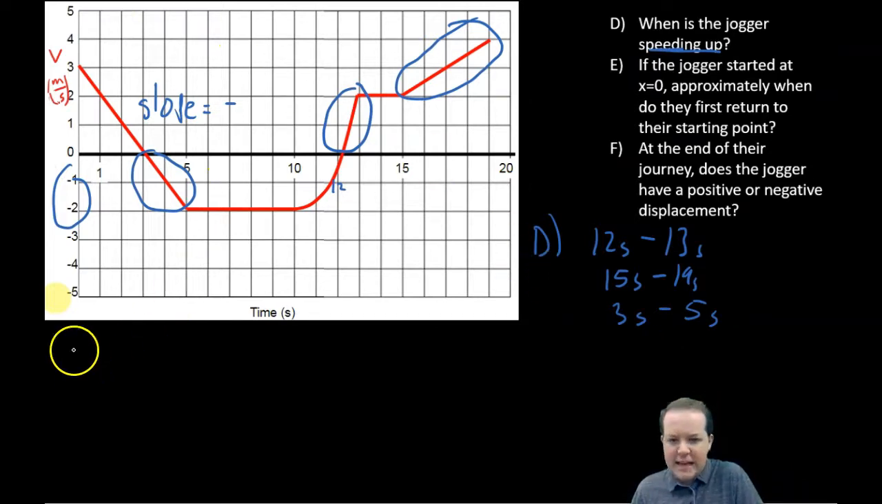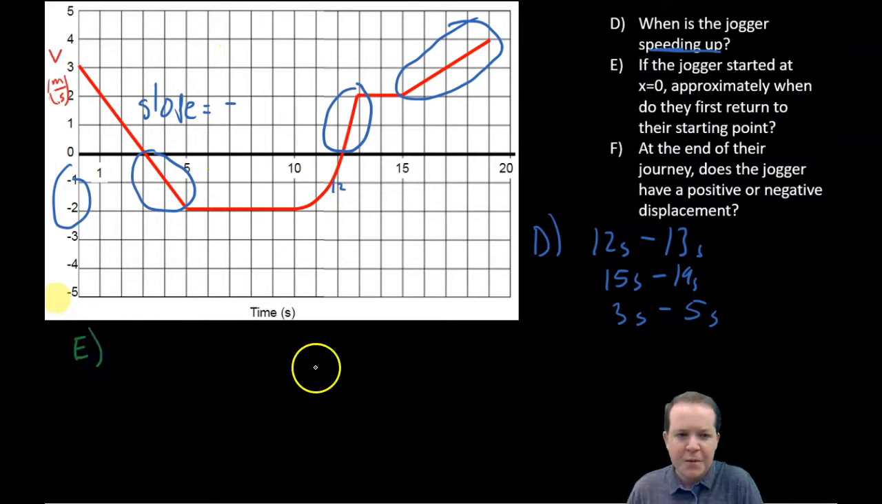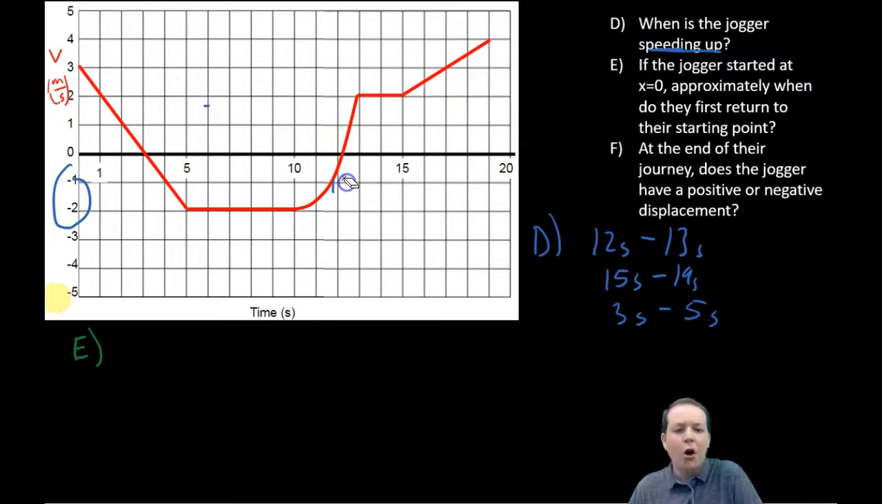Okay, let's do letter E. Oh man, we're just about done. Letter E is saying if the jogger started at x equals 0, maybe they started at their home, we'll say that's their starting point, when approximately are they first back at that starting point?